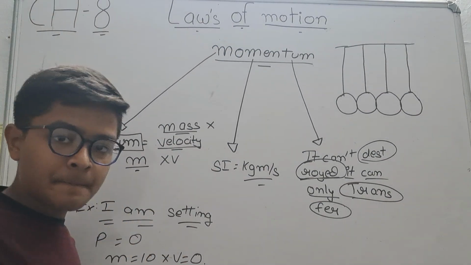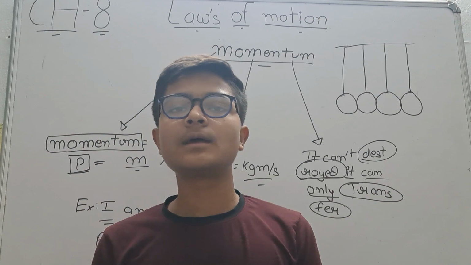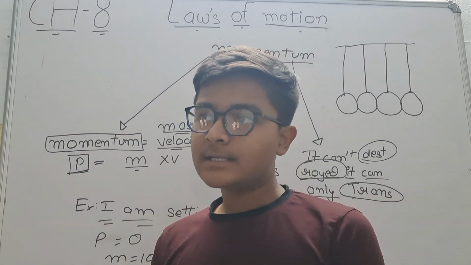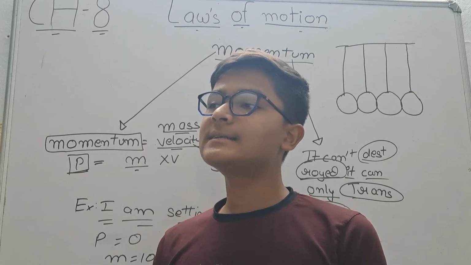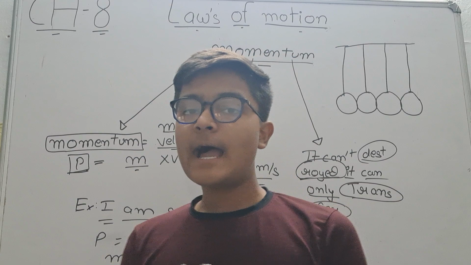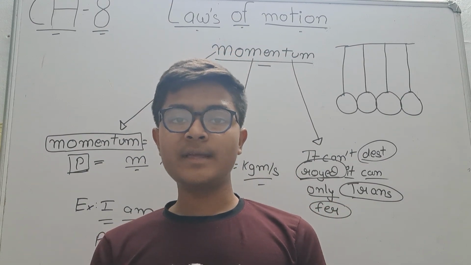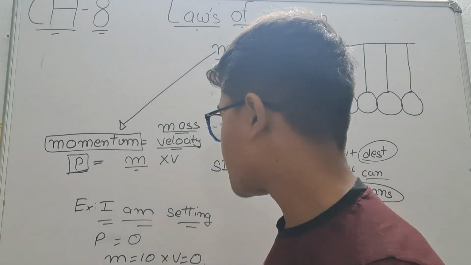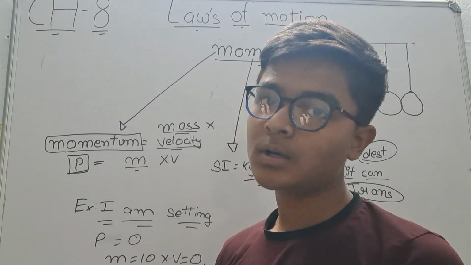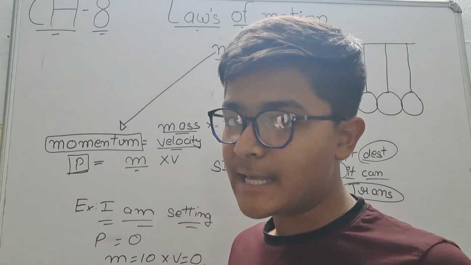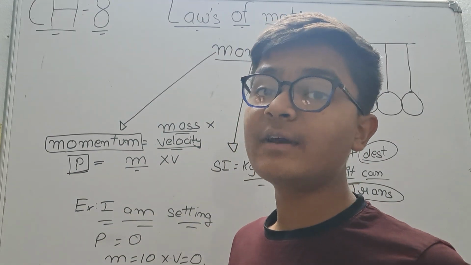I am standing over here. Let's suppose my mass is 50 kg, and I am just standing. I am not moving, so my velocity is 0, and so my momentum will be 0. Momentum is the product of mass into velocity. I have mass but not velocity.